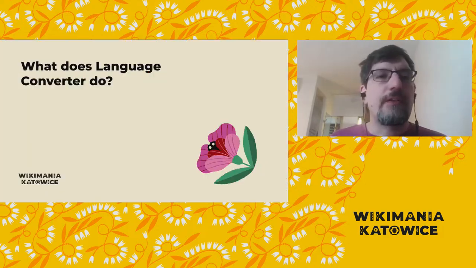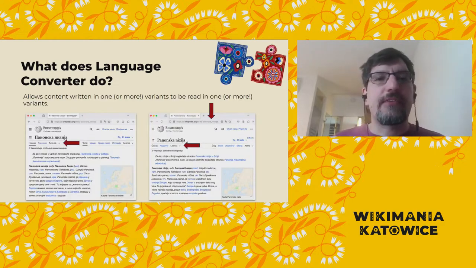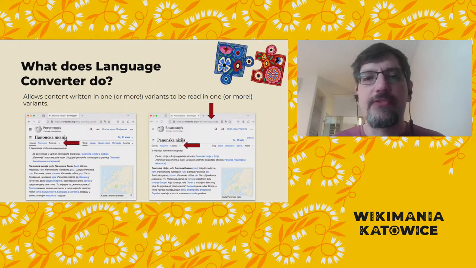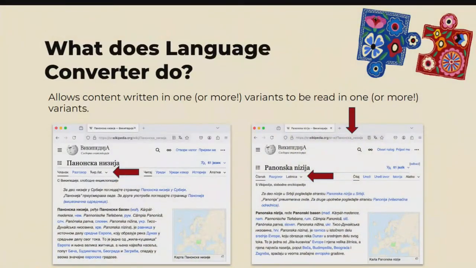So languages with script or dialect differences exist. We're going to call these variants of a language. How does Language Converter help? Language Converter allows editors to write an article in their choice of variant and allows readers to read an article in their choice of script or dialect. There's a drop-down menu. You can see the arrow on the left, which lets you select your preferred variant. There's also a specific URL for each variant, which is the downward pointing arrow, so that, for example, search results can direct a reader directly to the appropriate variant.